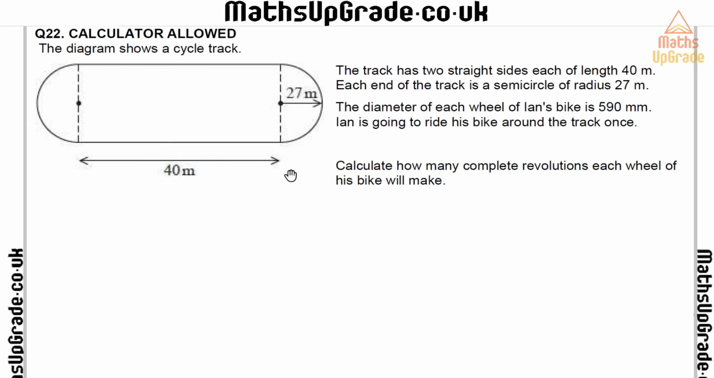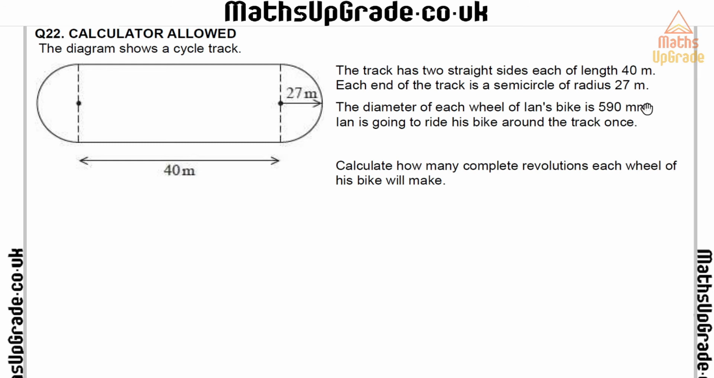The diameter of each wheel of Ian's bike is 590 millimeters. So that's a different unit you're given here. This is meters, this is in millimeters. Ian's going to ride his bike around the track just once. Calculate how many revolutions each wheel of his bike will make. So how many times will this wheel turn round if it goes around the track exactly once? In this question, just be really careful of these units here.